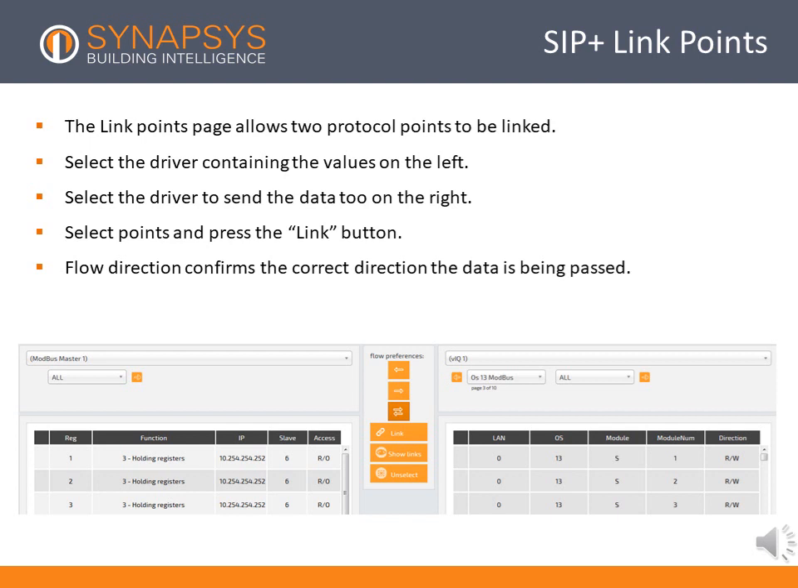To select multiple points at once, the Shift button can be used. Hold Shift and select 2 points to select all in that range. Another shortcut will allow all points to be linked in one go. Ensure no points are selected and press the Link button to link all points in the order that they are currently in.